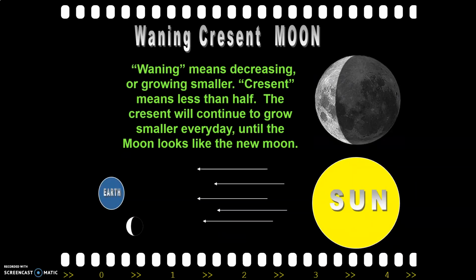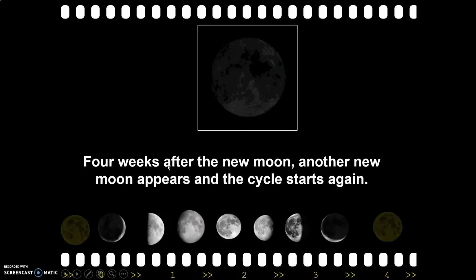The last phase of the cycle is the waning crescent moon. Waning means decreasing or growing smaller. Crescent means less than half. The crescent will continue to grow smaller every day until the moon looks like the new moon. 4 weeks after the new moon, another new moon appears and the cycle starts again.